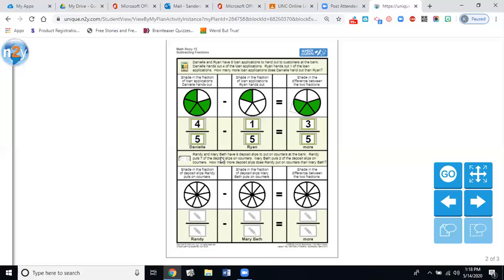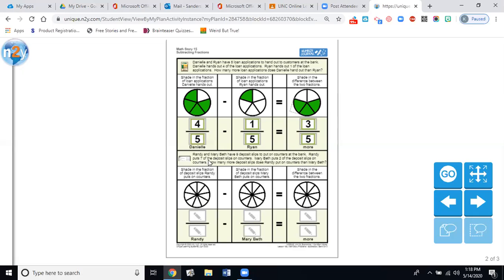Okay, Randy and Mary Beth have 9 deposit slips to put on counters at the bank. Randy put 7 of the deposit slips on the counter. Mary Beth puts 2 of the deposit slips on the counters. How many more deposit slips does Randy put on the counter than Mary? Okay, so here's Randy. This one's Mary Beth.